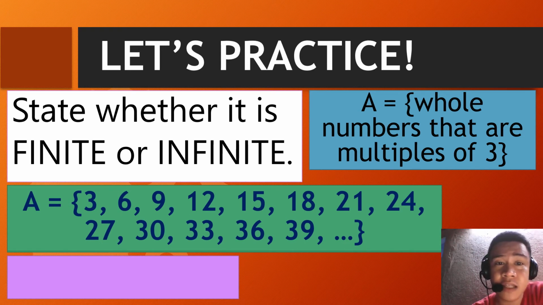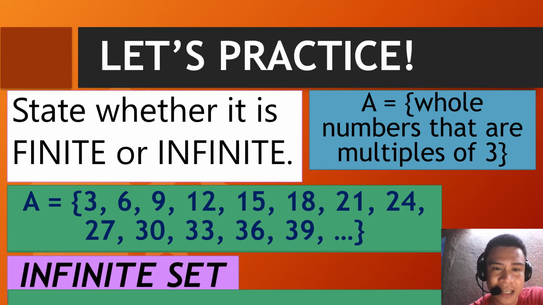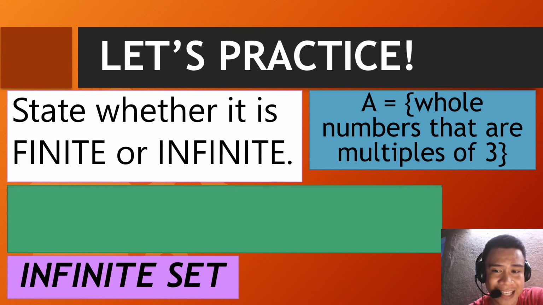Okay, so what we are going to do is to list all the elements according to the description. Sabi dito, whole numbers that are multiples of 3. Okay, so set A is equal to 3, 6, 9, 12, 15, 18, 21, 24, 27, 30, hanggang, hindi natin alam kung hanggang kailan. So, we have what? We have a specific starting point, but no ending point. Therefore, set A is an example of infinite set.